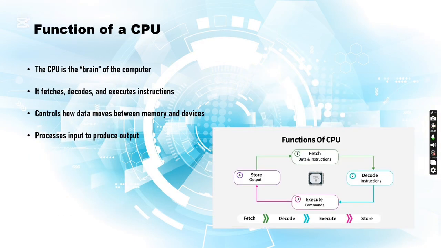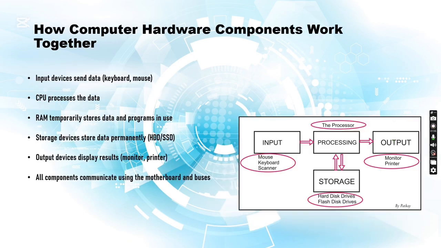Function of a CPU. The CPU is the brain of the computer. It fetches, decodes and executes instructions. It controls how data moves between memory and devices, and processes input to produce output.